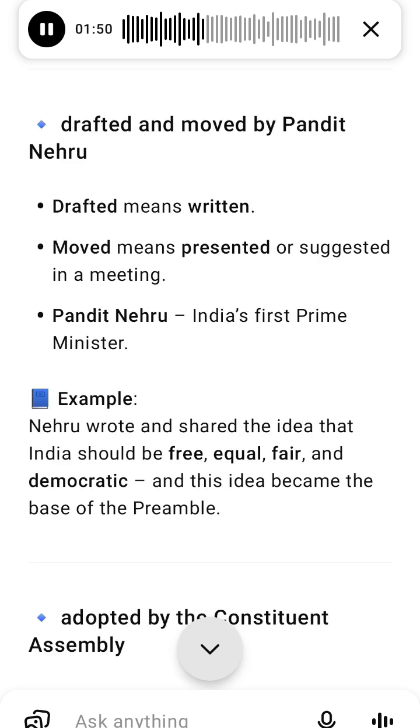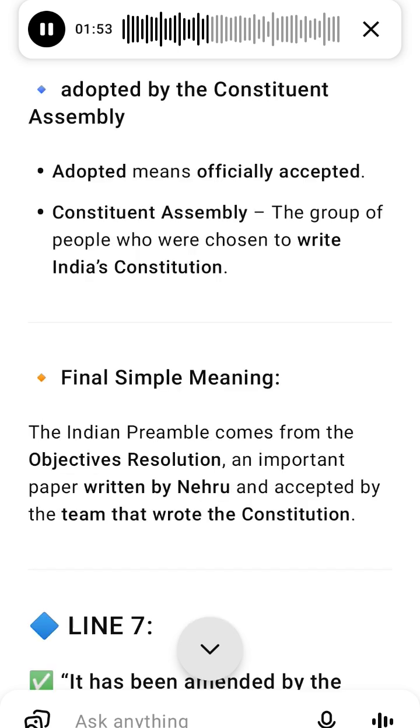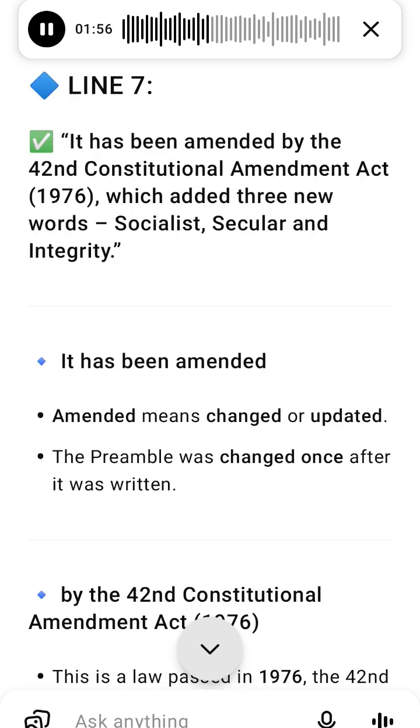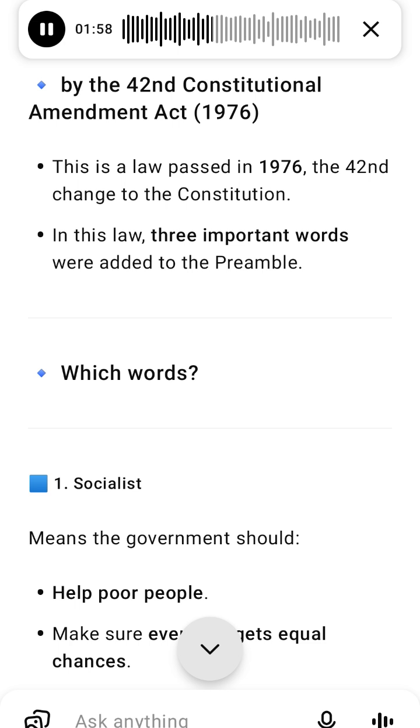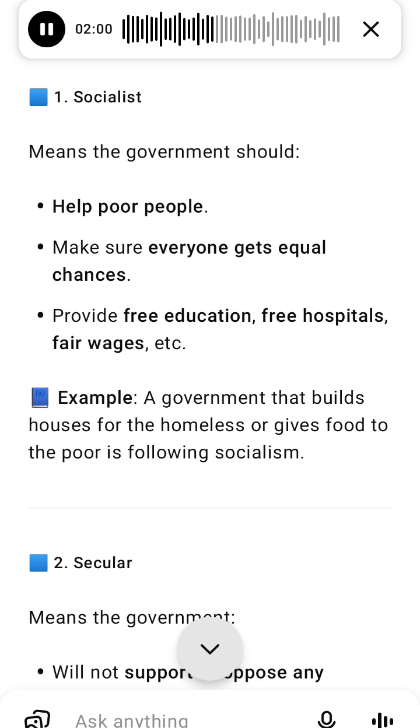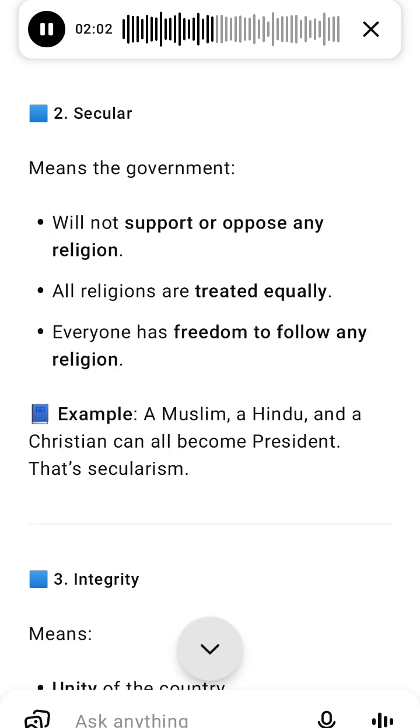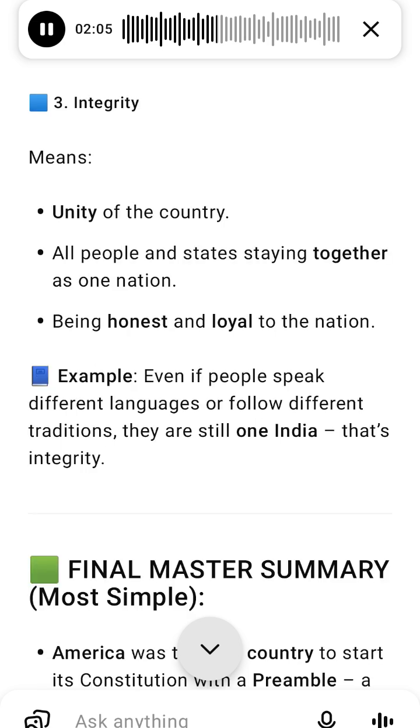3. Why is the preamble called the identity card of the Constitution? A famous Indian jurist and legal expert named N.A. Palkhivala said this: just like your ID card gives quick information about you, name, age, photo, etc., the preamble gives quick information about the Constitution, its goals, values, and purpose. Example: your Aadhaar card says who you are. The preamble says what kind of India we want: just, fair, free, equal, united, and more.